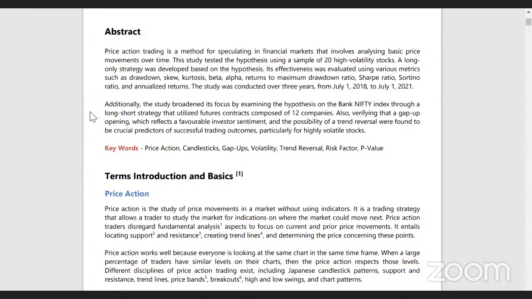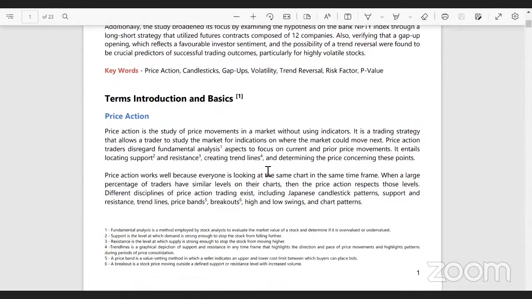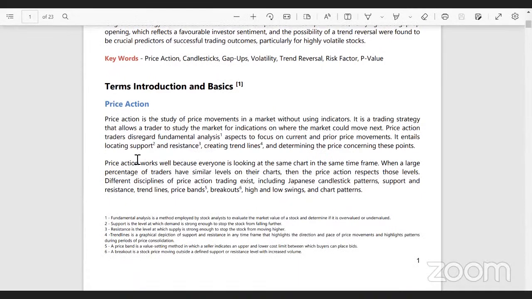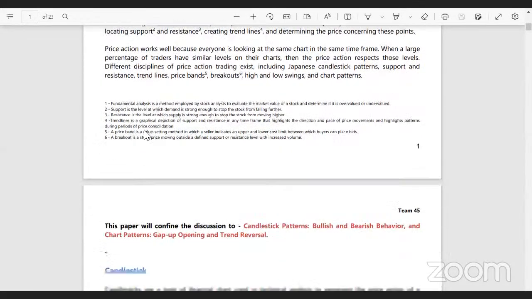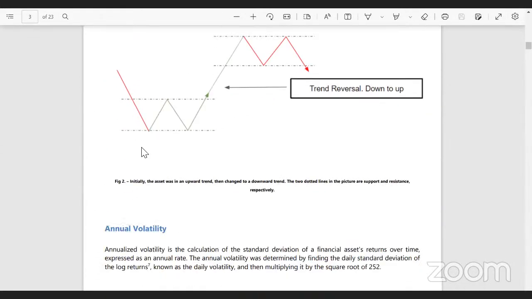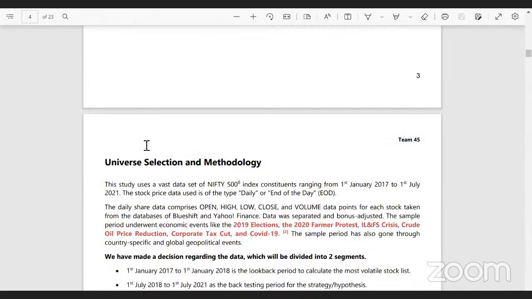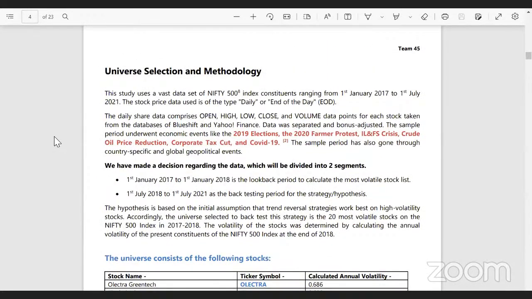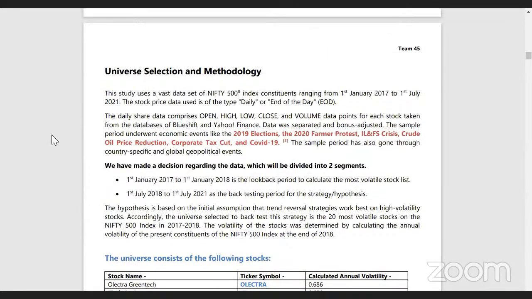which utilizes futures contracts. Throughout the report, we have used various terms and keywords, which have been defined in the upcoming pages, such as price action, candlestick, gap up opening, volatility, trend reversal, and annual volatility. Coming to the selection of the universe, we chose the top 20 most volatile stocks from the Nifty 500 index. The data was collected from a period of 2017 to 2021 and was divided into two segments, a look back period from 2017 to 18 and a backtesting period from 2018 to 2021. This is done to avoid overfitting on the backtesting period.